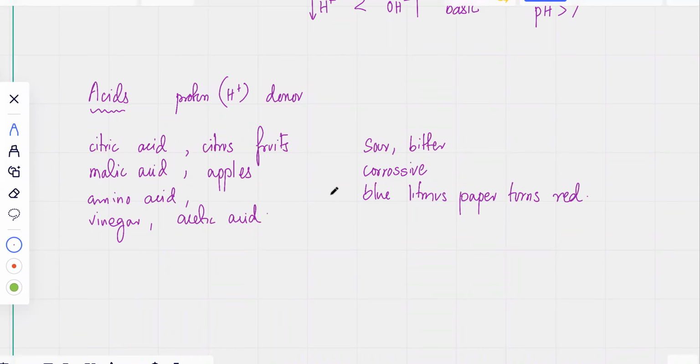Litmus paper comes in two types. One is blue, the other one is red. So for acids you have blue litmus paper, which then turns red.